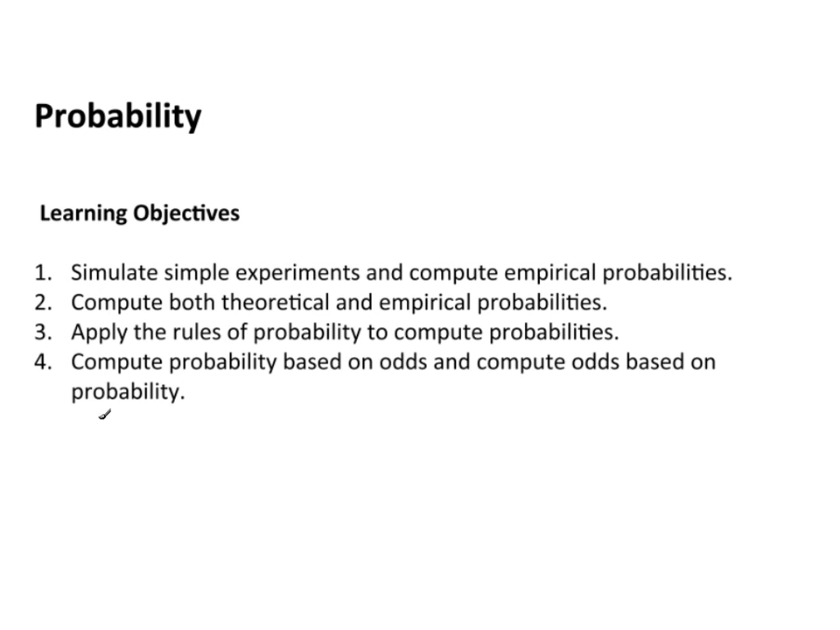So once again, let's look at the learning objectives, what we want to make sure we get out of these next several videos. First of all, we want to simulate simple experiments and compute empirical probabilities. So obviously we're going to have to also define what empirical probability is. We want to compute both theoretical and empirical probabilities, and we want to be able to apply the rules of probability to compute probabilities. Now there's a bunch of rules that we'll be going over. There are several of them, and we'll be doing individual videos on most of them and looking at how you apply them, what the names are, what they mean, and so forth.